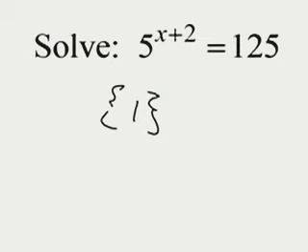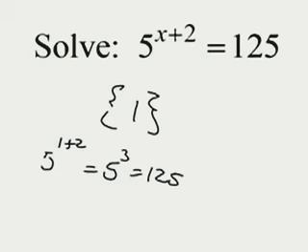And we can check that. 5 to the 1 plus 2 equals 5 to the third power, which is 125, as it should be.